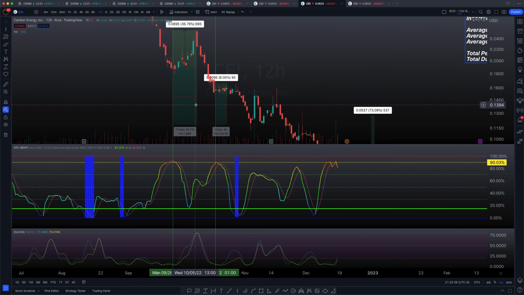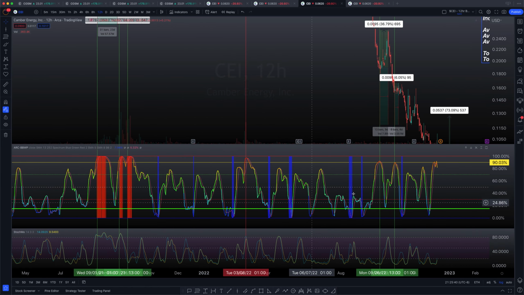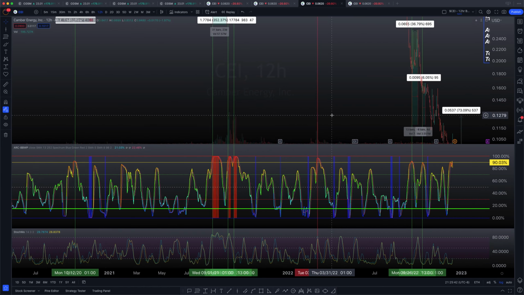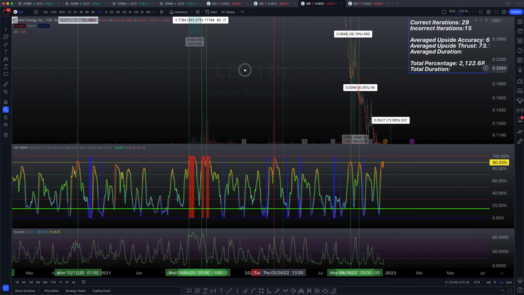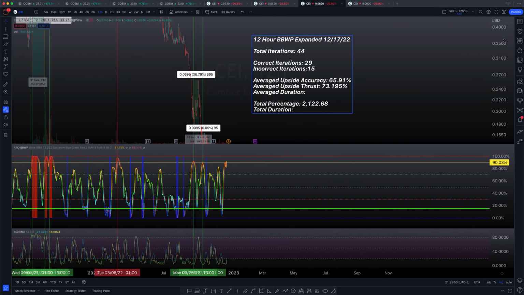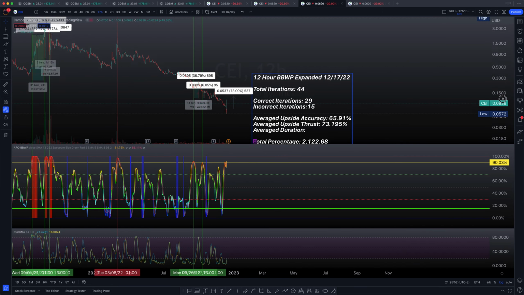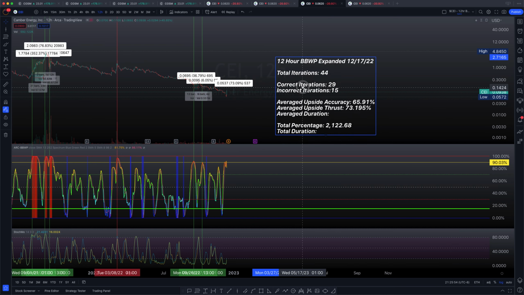Okay, so I have taken note of that iteration's upside thrust based on the firing of the signal, the duration of that iteration, and however many times volatility versus momentum profile have actually guessed the downside, the upside incorrectly versus correctly. So that gives us a set of numbers, and the statistics, please remember, are not certainties. They're just statistical values for us to evaluate.